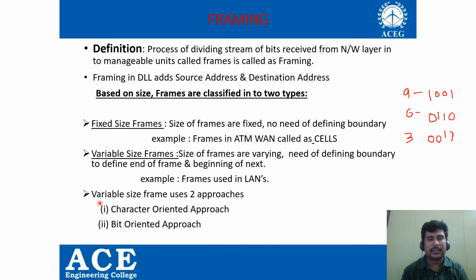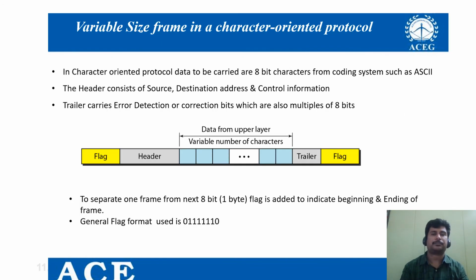To handle variable size frames, we have two different approaches. The first one is called the character oriented approach, and the second one is called the bit oriented approach. What do we mean by the character oriented approach, what do we mean by the bit oriented approach, and how do we discriminate between these two approaches? Let us first start with the character oriented approach.